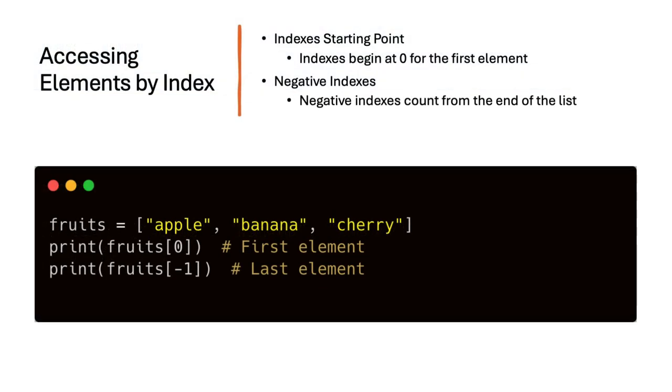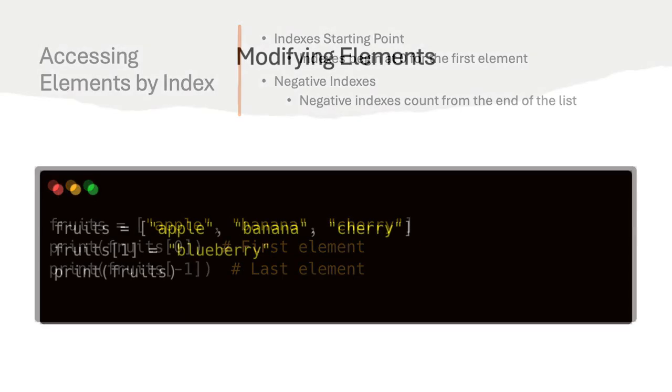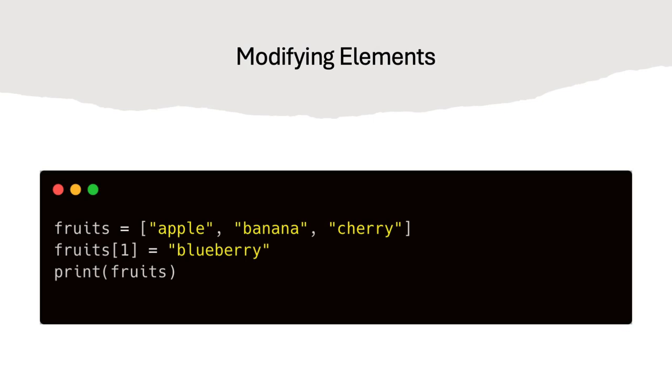Indexes in Python programming start from 0 for the first element. Negative indexes count from the end. Lists provide the capability to update elements directly within them. Here's an example of updating a single element.